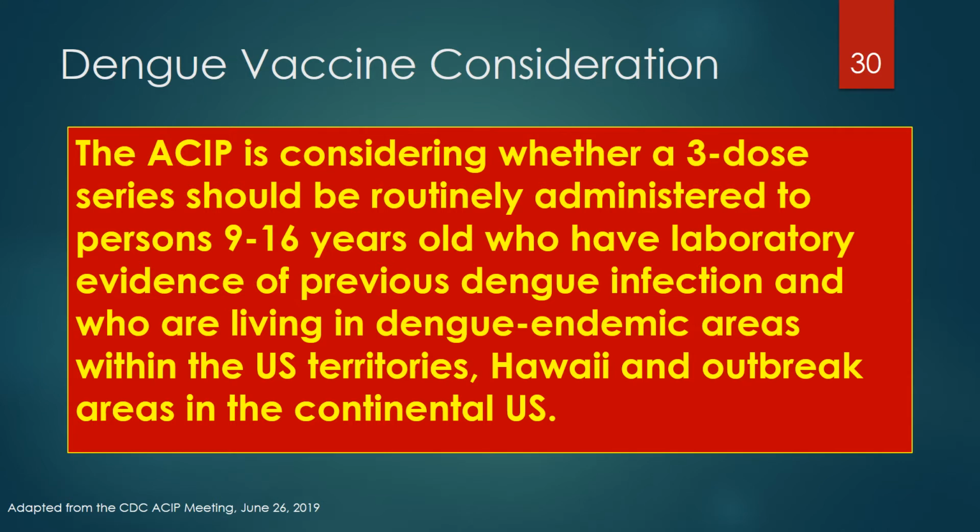The ACIP is considering whether a 3-dose series should be routinely administered to persons 9 to 16 years old who have laboratory evidence of previous dengue infection and who are living in dengue endemic areas within the U.S. territories, Hawaii, and outbreak areas in the continental United States.